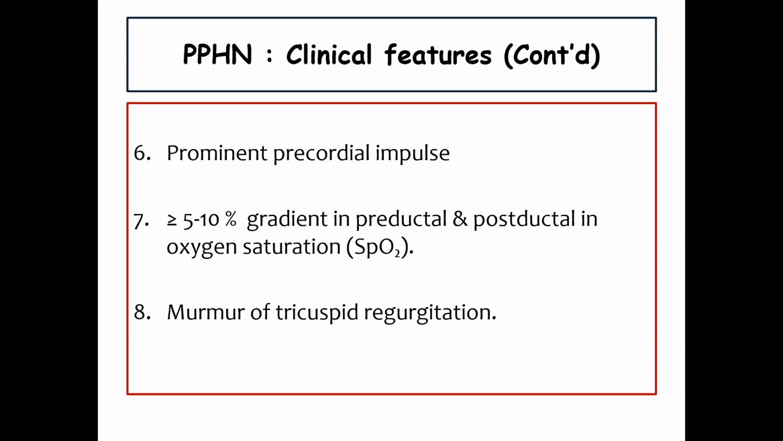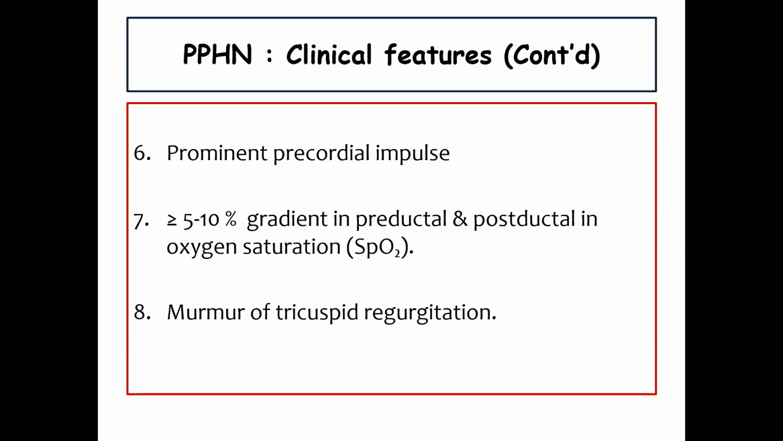The baby may also have a prominent right ventricular impulse because of right ventricular hypertrophy. So there may be a prominent precordial impulse. And very importantly, if there is an associated PDA, the important finding that you're likely to see is a difference in the pre-postductal saturation. So there will be a gradient of at least 5% or more between the saturations from the right upper limb and the saturations recorded in either foot.